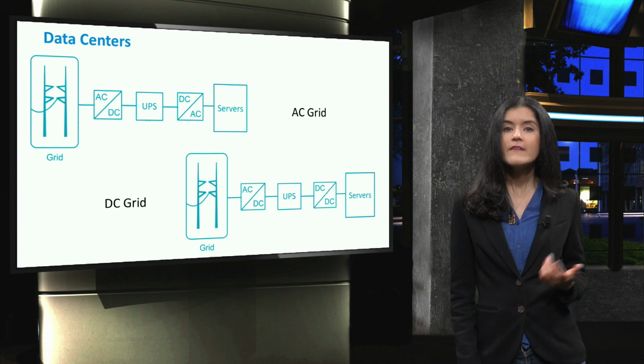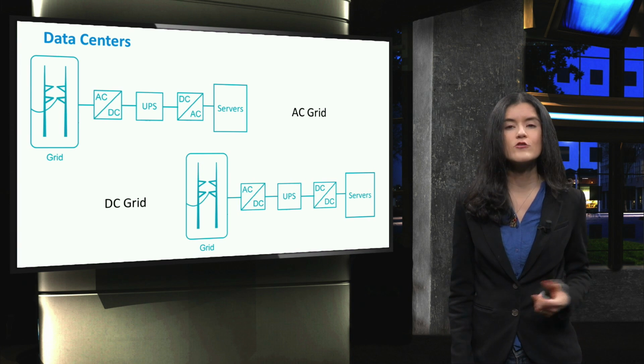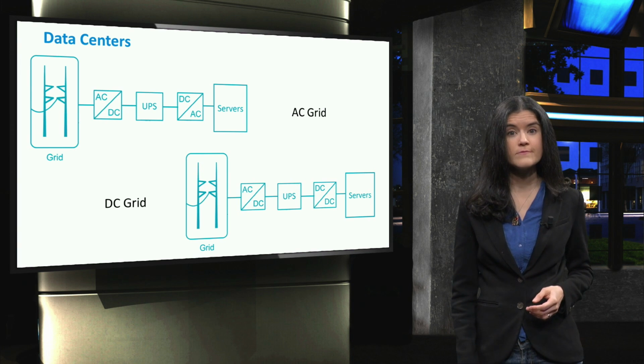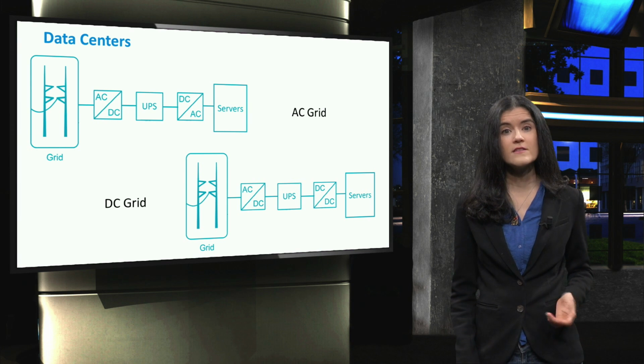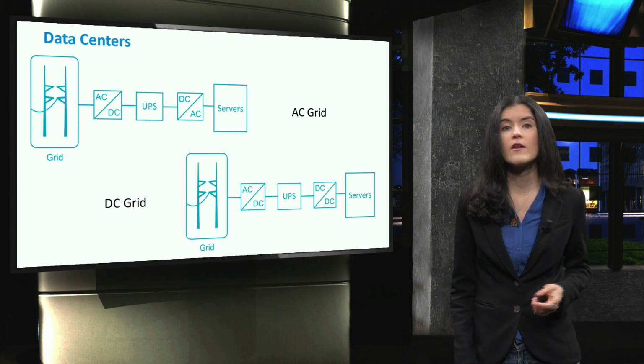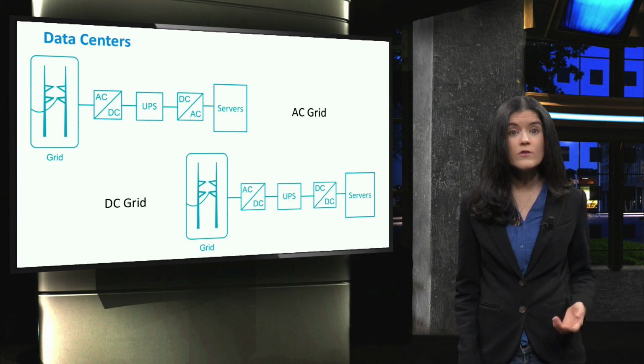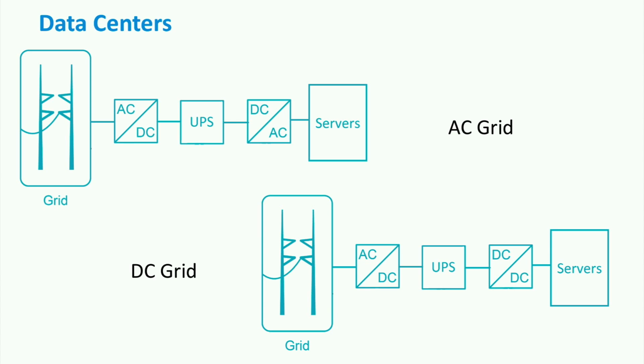Data centers is another application where switching to DC has proven to be beneficial. In 2006, data centers were consuming 1.5% of the United States' total energy consumption. In the figure, we can see the architectures of AC and DC data centers. Having a DC interface between the UPS and the server eliminates the DC to AC and AC to DC losses.